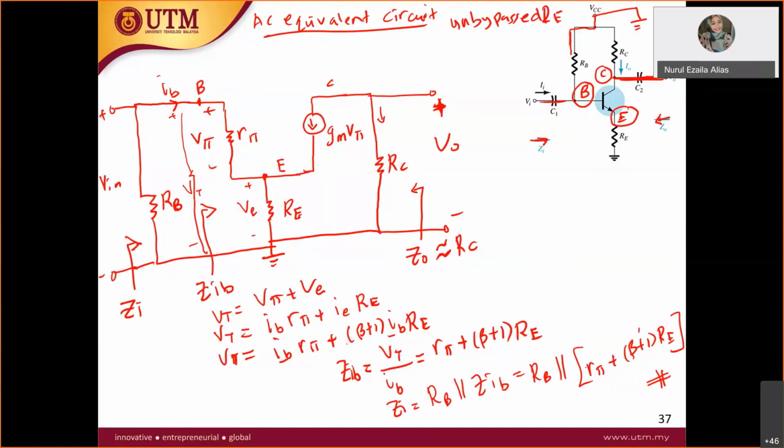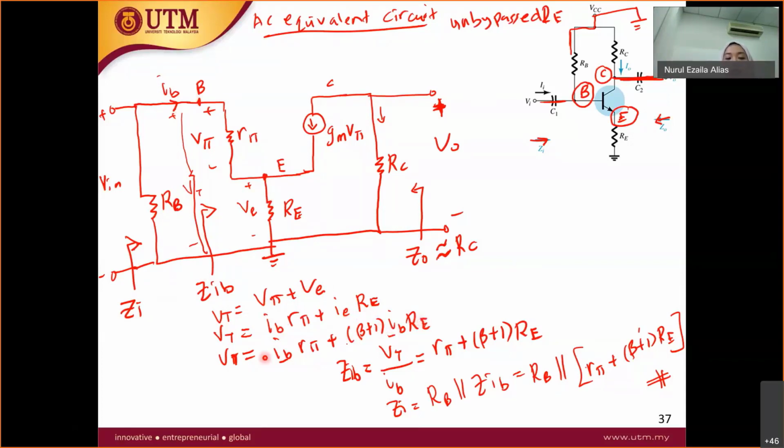Okay, and then after that we also derive everything here. For example, you have Zin B. Zin B is equal to the V total from base to the ground. V total from base to the ground is V pi plus this node, which is the emitter, therefore equal to VE. V pi is IB r pi, VE is IE RE, and you know that IE is equal to (beta plus 1) IB times RE.